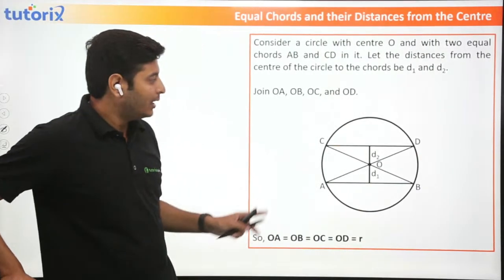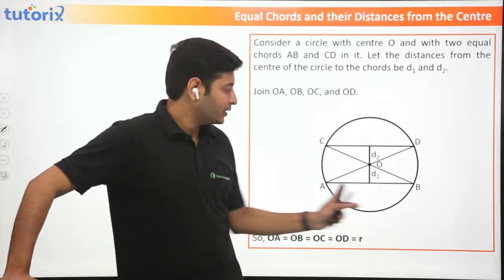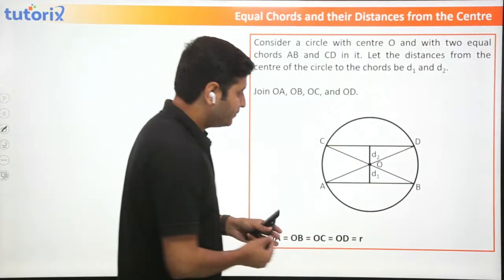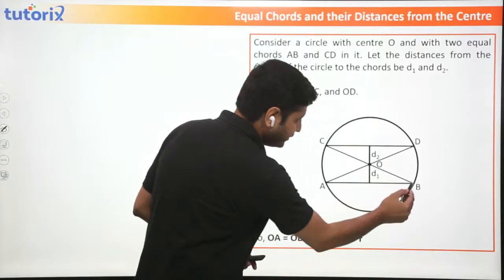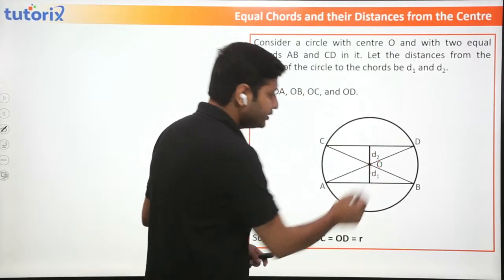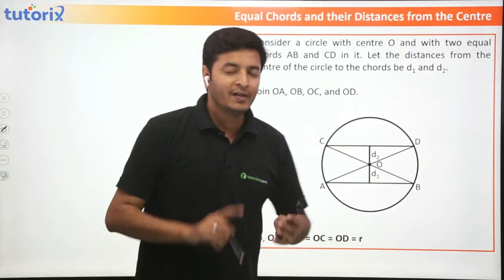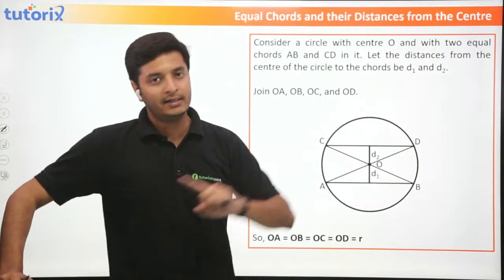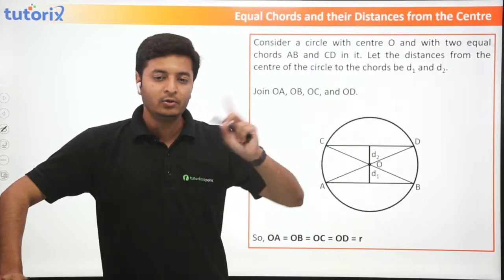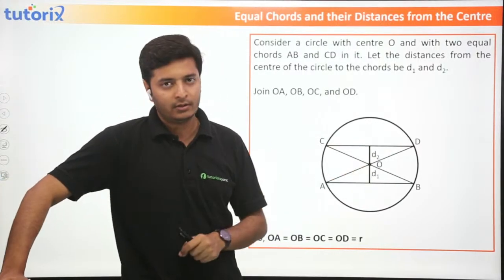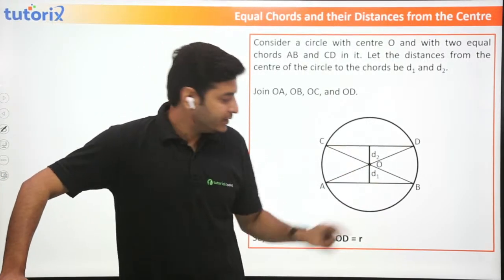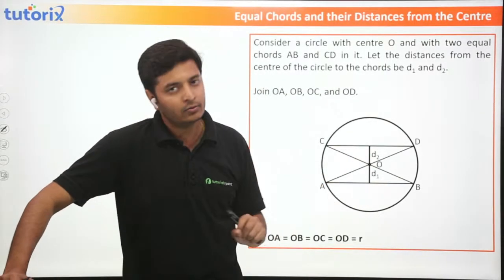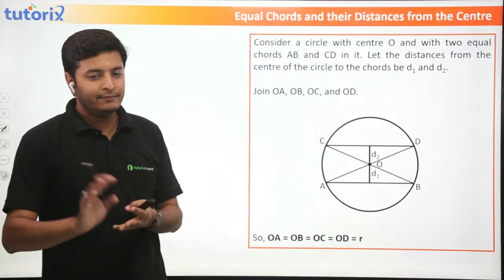Now, I'm going to consider two chords, AB and CD. This is the perpendicular distance of AB, D1. This is the perpendicular distance of CD, D2. Now, I'm considering AB and CD in such a way that they are equal in length. And what we need to prove? That D1 and D2 are equal. We need to prove that this distance is equal to this one. So we are going with different naming, D1 and D2. Correct?